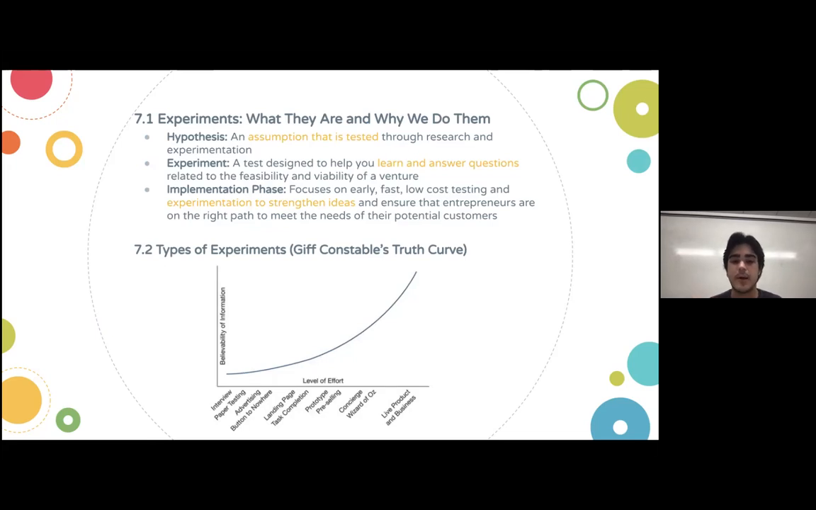And with that, what is really helpful is Gif Constable's truth curve, where on the left, you see the believability of the information, and on the far right is the level of effort. So it starts off with the interviews and gaining those key questions and that curiosity, and then all the way up to the live product and business. And I highly recommend looking into this further in the book. Moving on to the next slide.